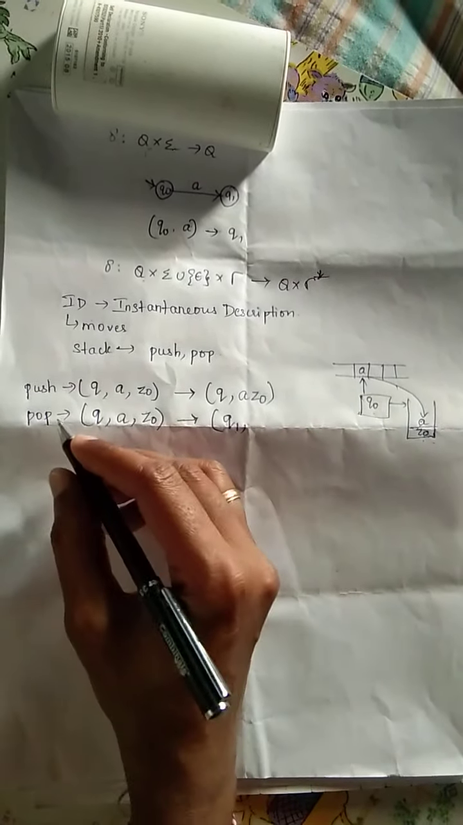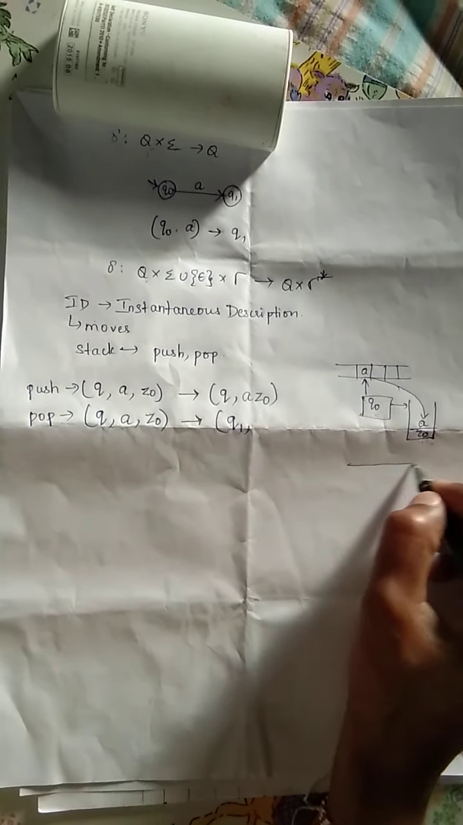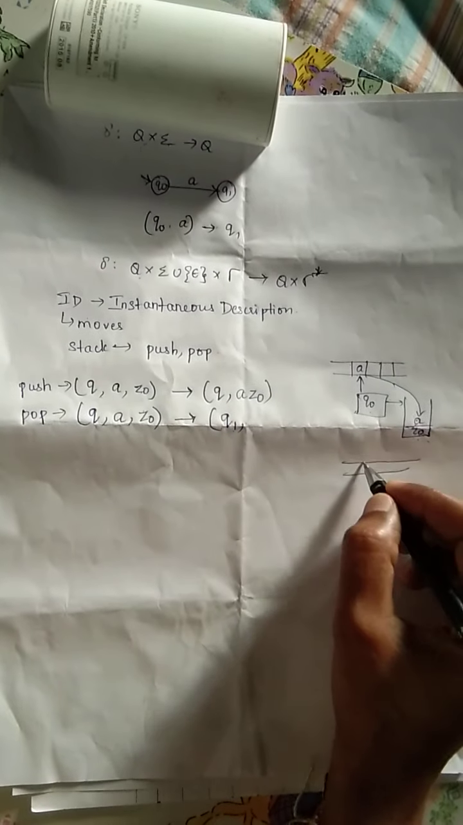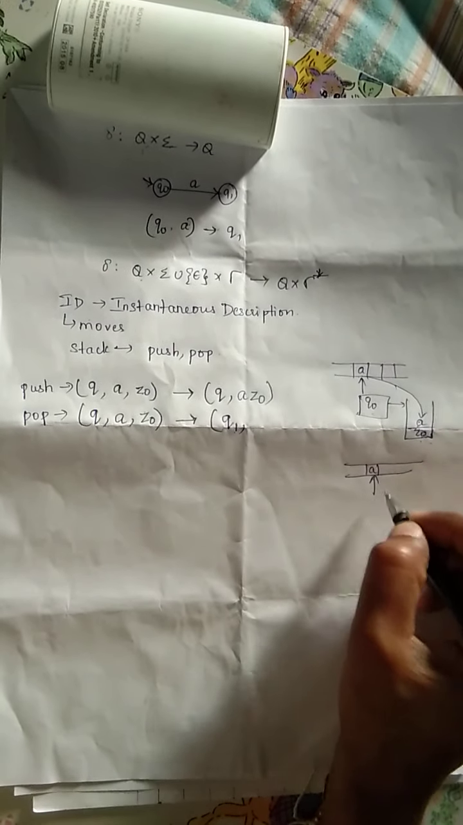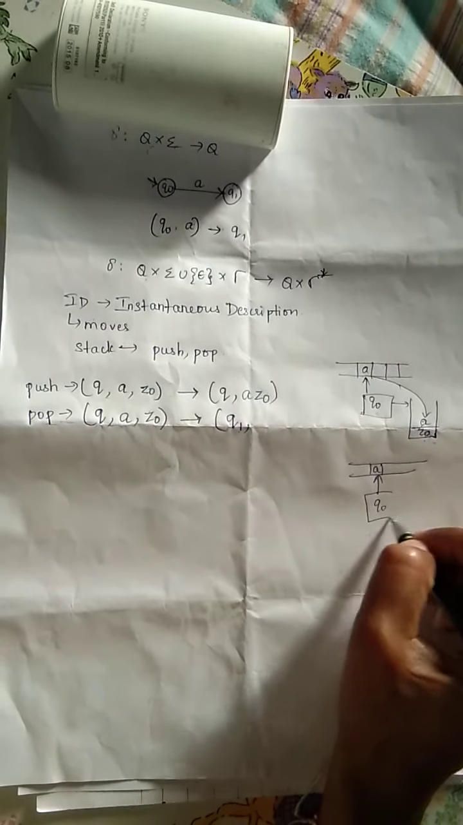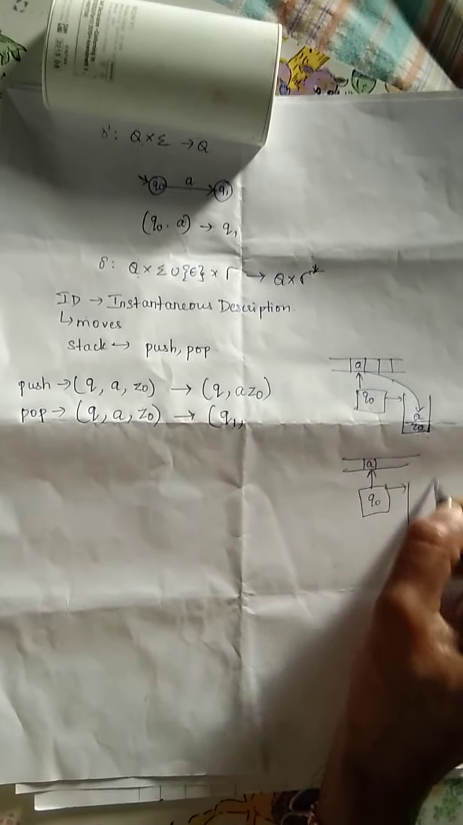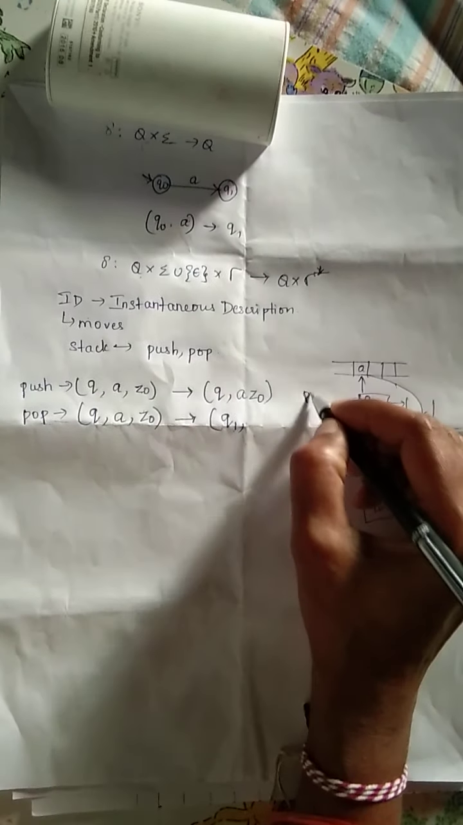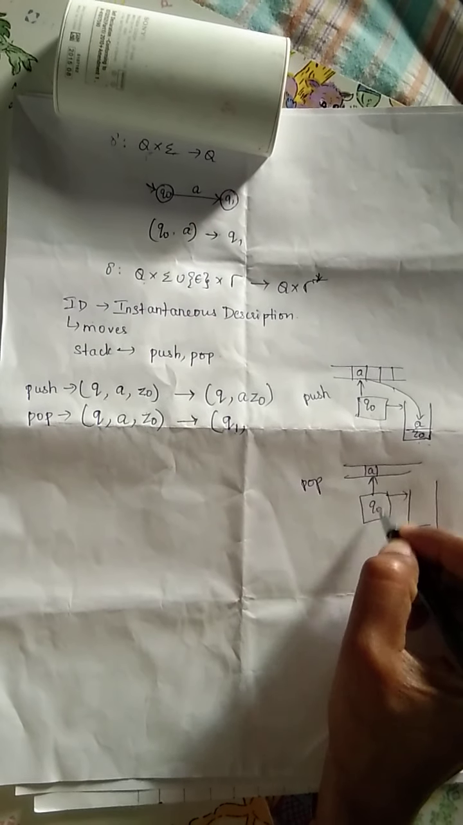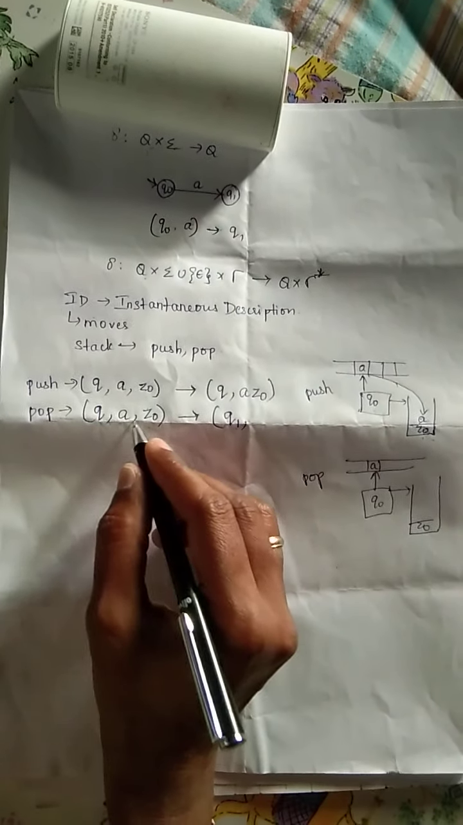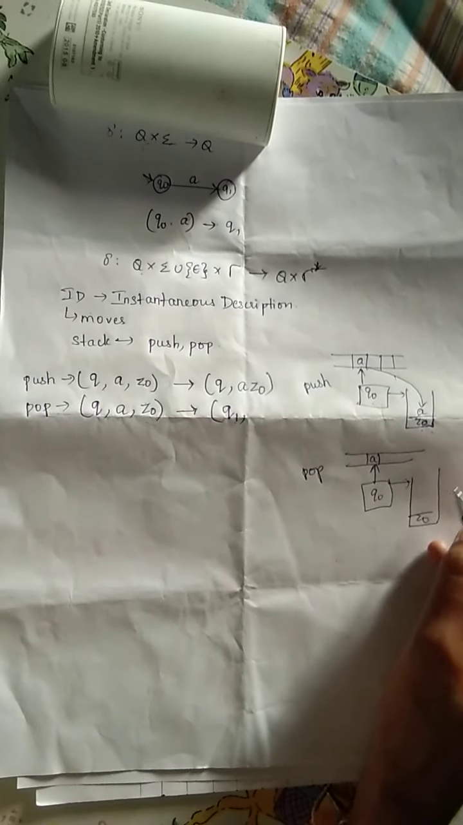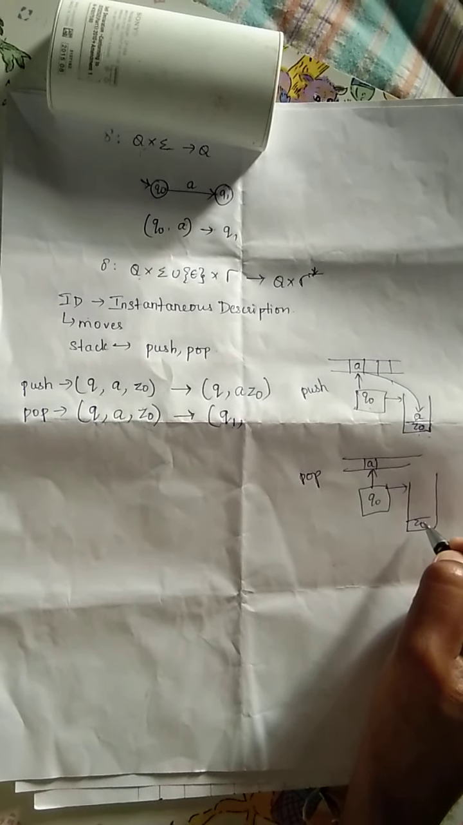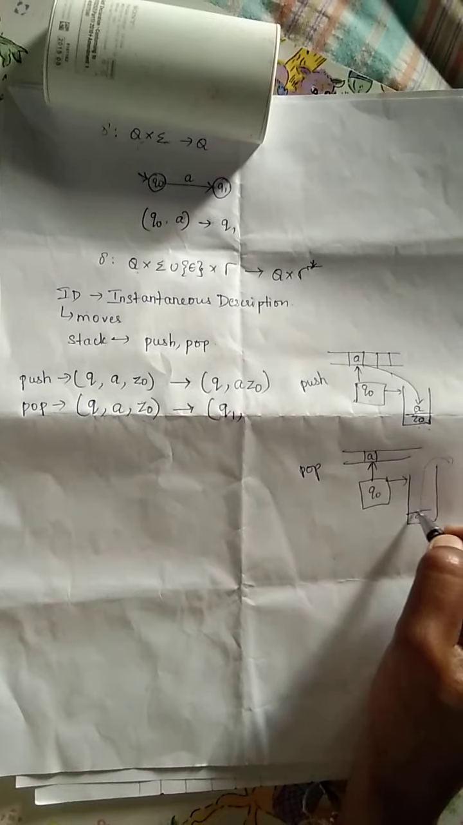And if you want to pop the symbol, it means we have to delete the symbol from the stack. Now what is the case here for the pop? The input symbol is a, the state is q0, and the top of the stack symbol is Z0 only. Okay, so this is the push diagram, or rather the pop diagram: (q0, a, Z0). Suppose I want to pop the symbol, and the stack will be empty now.